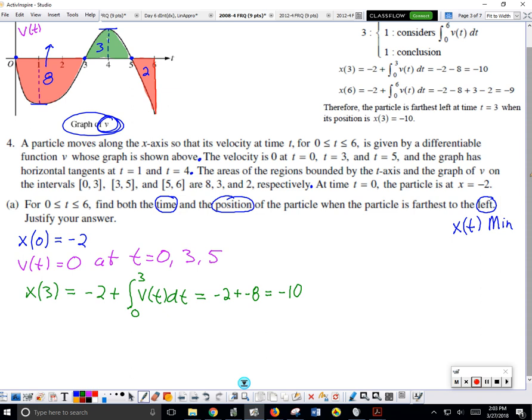I can do this, so I can write this just to illustrate what you're talking about. I can say, let's see, time, right? At t equals 5, v of t changes from positive to negative.